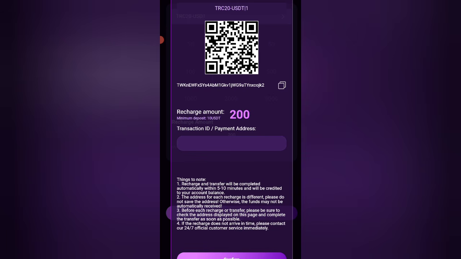Then the transaction ID slash payment address. If you use, let's assume you send from your wallet, copy that wallet that you sent from and paste it here. Then click on confirm.